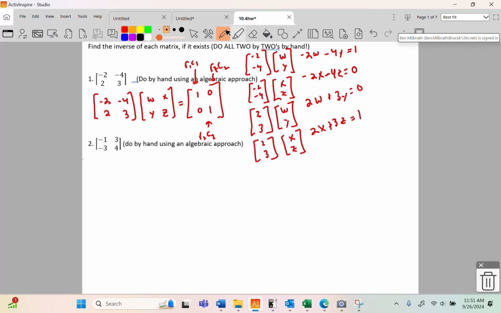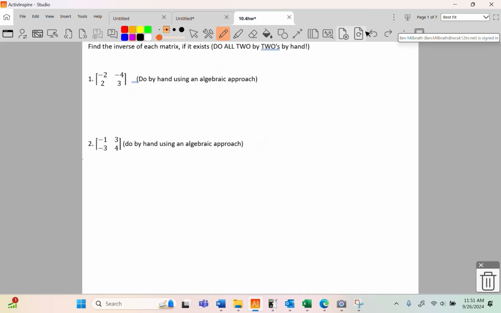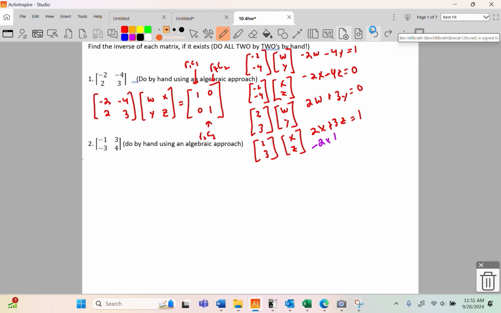Let's see here. I'm going to do the elimination method because I'm a fan. This has x's and z's. -2x minus 4z is 0. I'm just going to add down. I get -z is 1, so z is -1. See how that works?